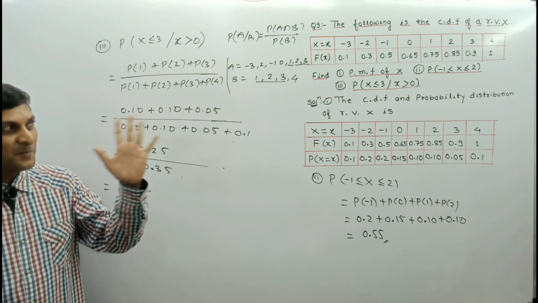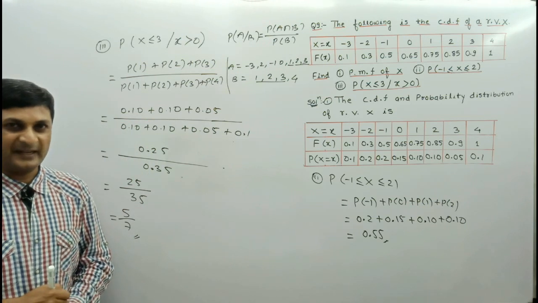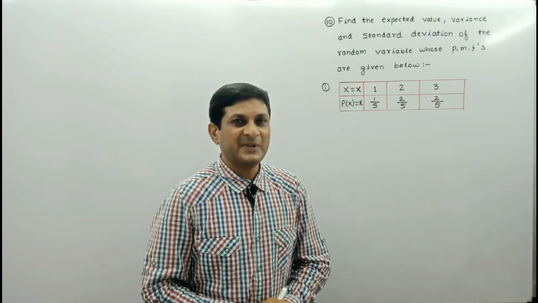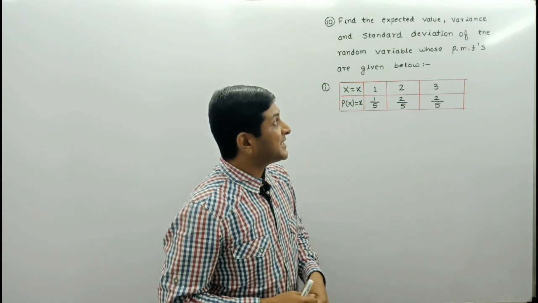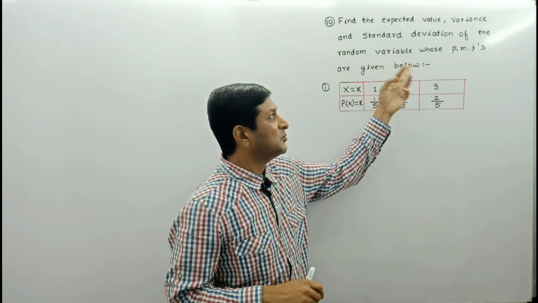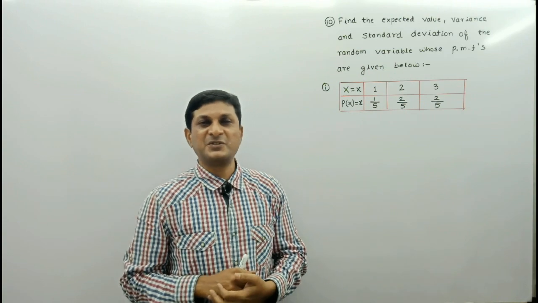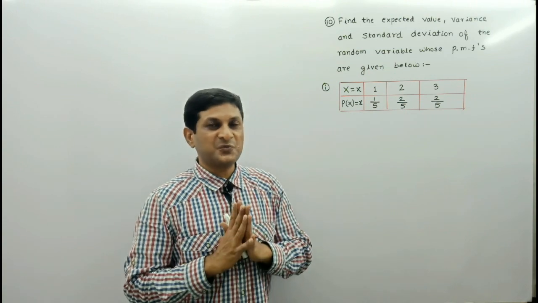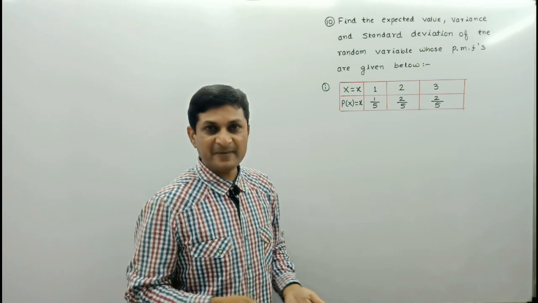In this way we have solved all the three examples from this question number 9. Now see example number 10. In this example, we have to find out the expected value, variance and standard deviation of a random variable whose probability mass function is given here. Using this, first we are trying to find our first required value, that is the expected value.